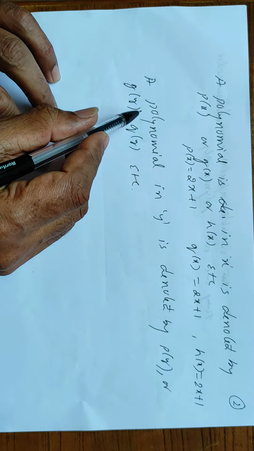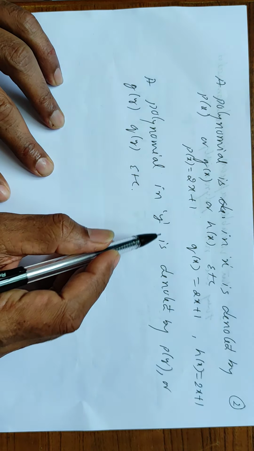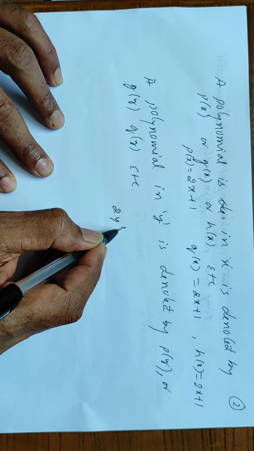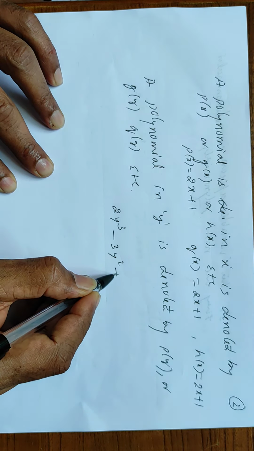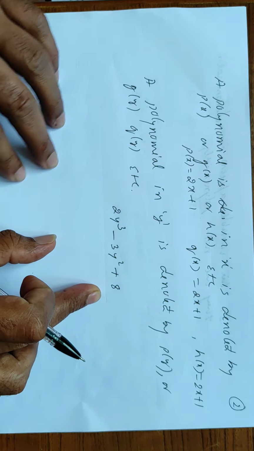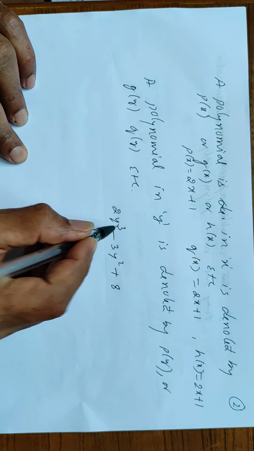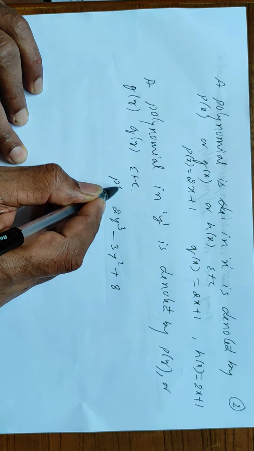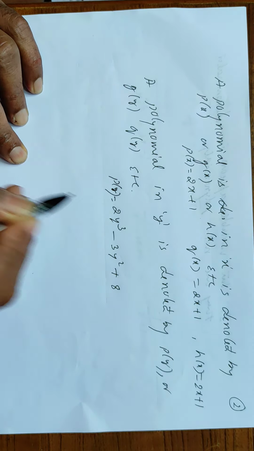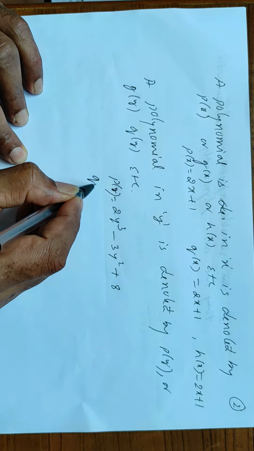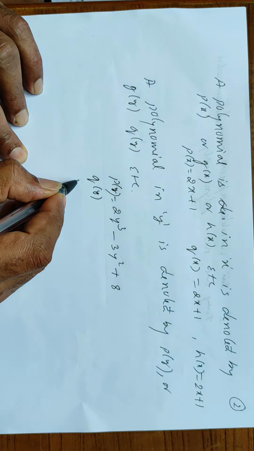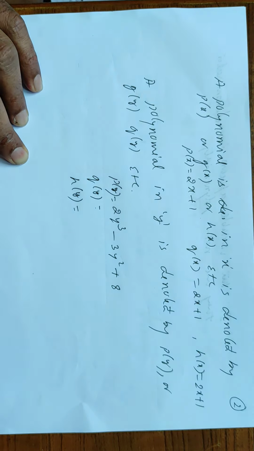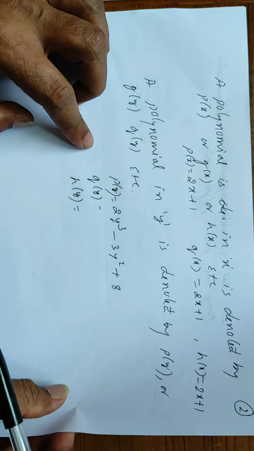One more polynomial I will consider, a polynomial in y. For example, 2y cube minus 3y square plus 8. Here, this is a polynomial in y. You can denote this polynomial once again as p of y or q of y or h of y, like that. Usually we denote the polynomial like this.